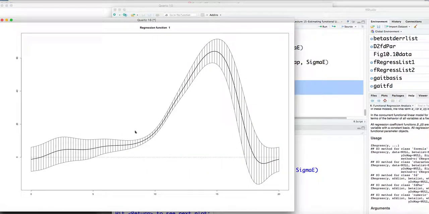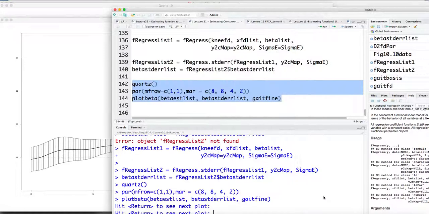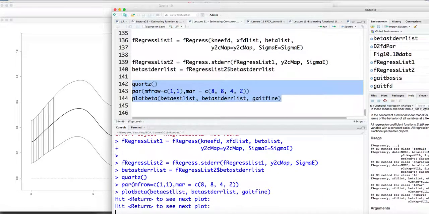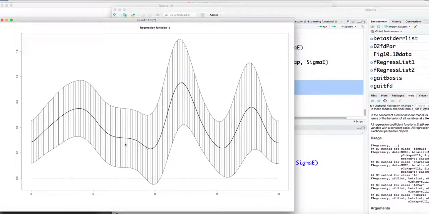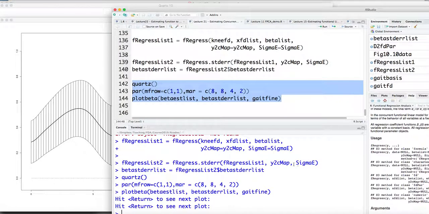I think this is the confidence interval for the intercept. And this is the confidence interval for the slope functions. So this is the estimation for the concurrent models. Any questions?